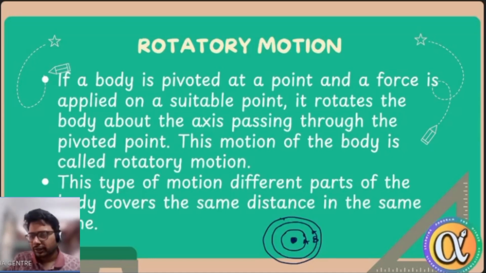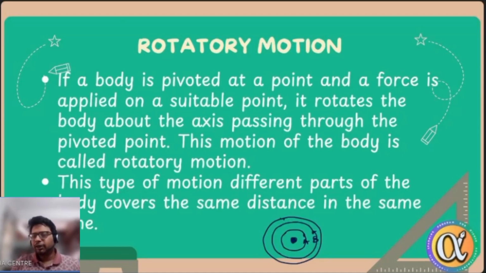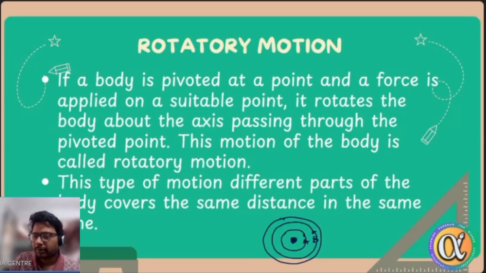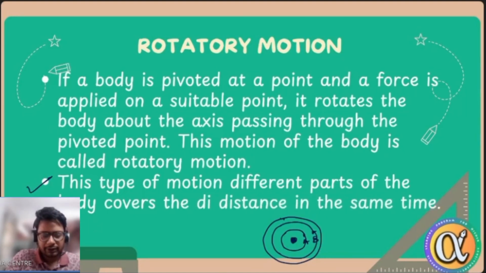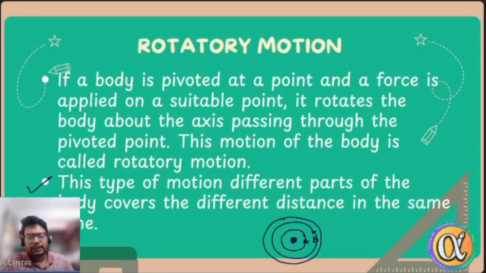That is why this is rotational motion. So in rotational motion, different parts of a body may cover different distances in the same amount of time. Okay, so that's the point. Oh, wait. There's some mistake. It has to be different. Different distance in the same time.